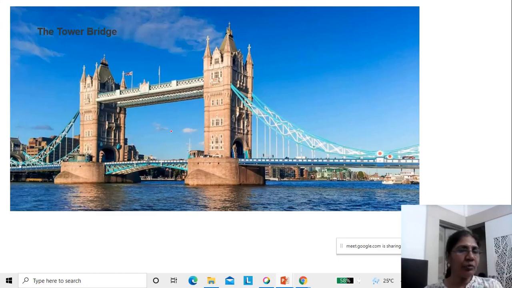In your free time, you should be googling through the important structures of all the important places like this. So that way, by fun way method, you will be able to identify many such structures, right? So here you can see the London Tower Bridge. What is the speciality of this bridge? Can you tell me?